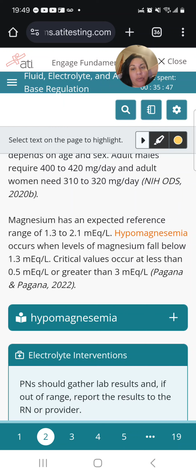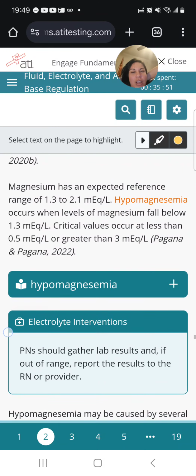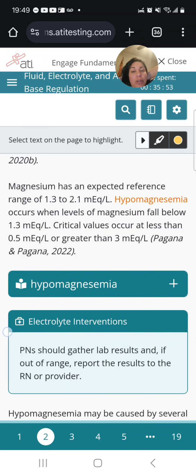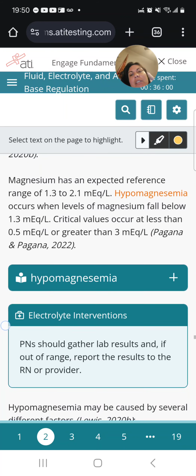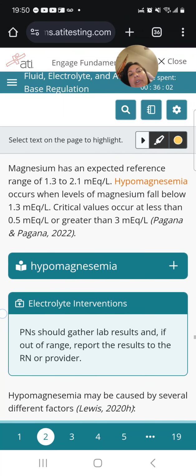Magnesium has an expected reference range from 1.5 to 2.5. When levels of magnesium fall below 1.3, critical values occur at less than 0.5 or greater.